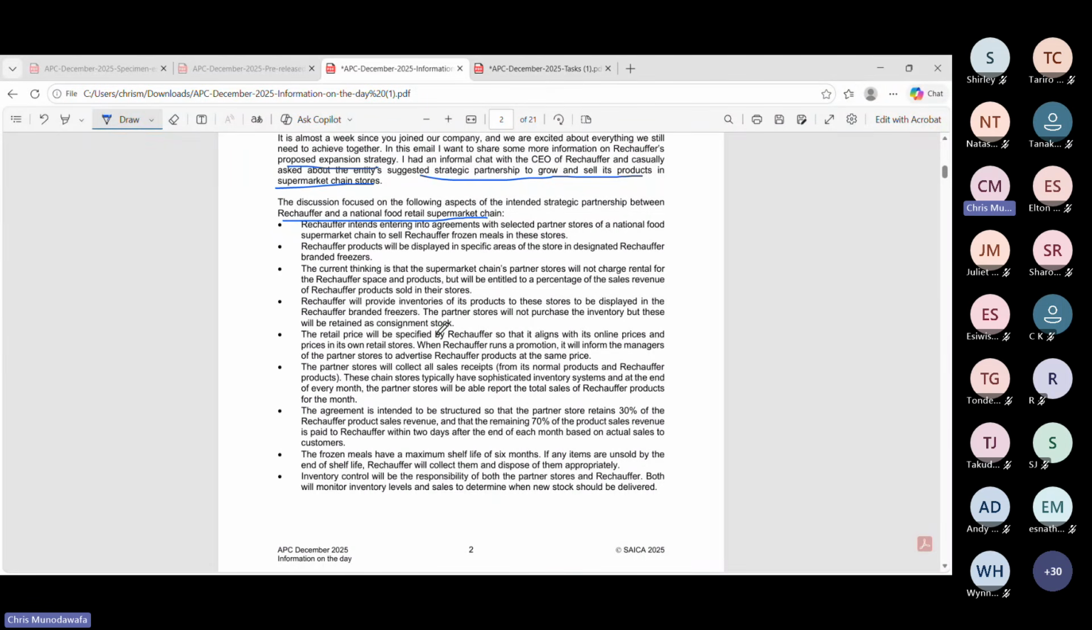So the current thinking is that the supermarket chain stores will not charge rent for the shelf space and product, but will be entitled to a percentage of the sales revenue of Richava products sold in their stores. Okay? The moment they are charging a percentage of the sales revenue, the question, team, is: does it still constitute a lease payment if it's a percentage of sales?